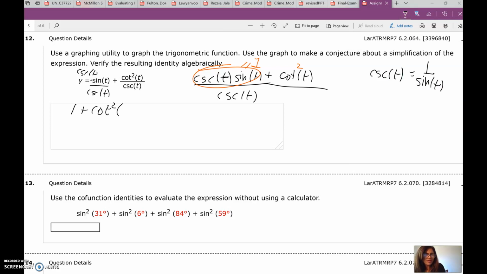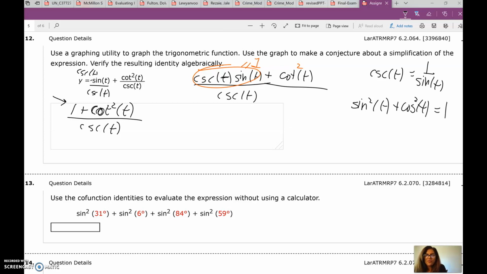cotangent squared of t divided by cosecant of t. Now we know that we could convert everything into sines and cosines, but let's take a look at this expression. That looks like a Pythagorean identity. Remember, sine squared t plus cosine squared t equals 1.